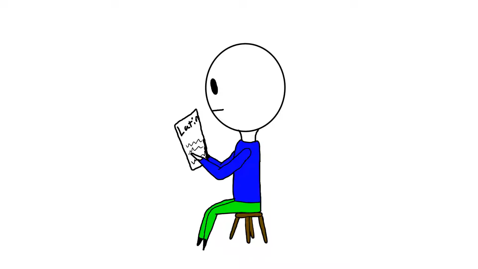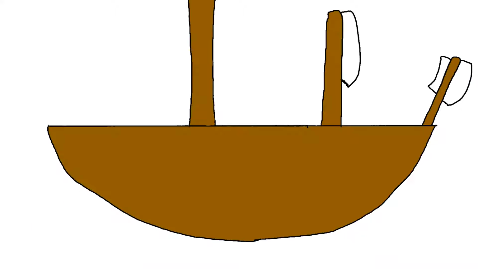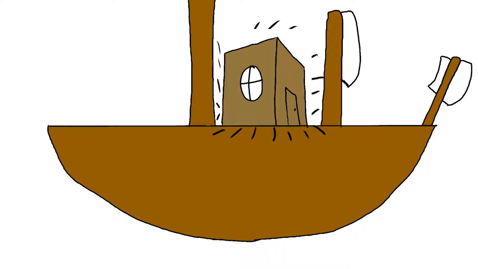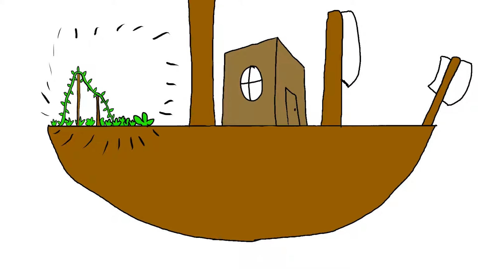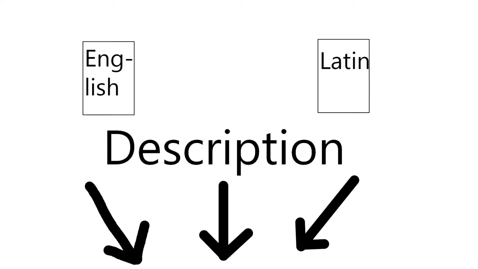Today, we'll be reading some Latin stories that my Latin class wrote, and more specifically, we'll be following the story of a boat with two standout characteristics. One being that it has a cabin, and the other being that there is a garden on the boat. And in the end of the video, we will compile the entire story of this boat. The Latin and English versions of these stories will be in the description.